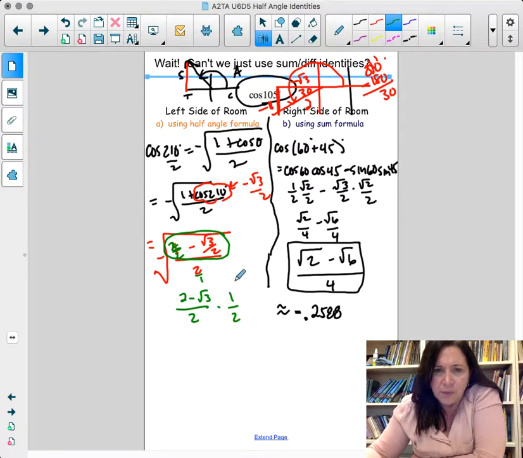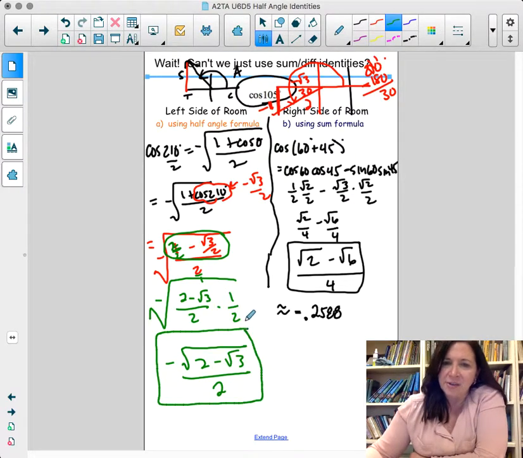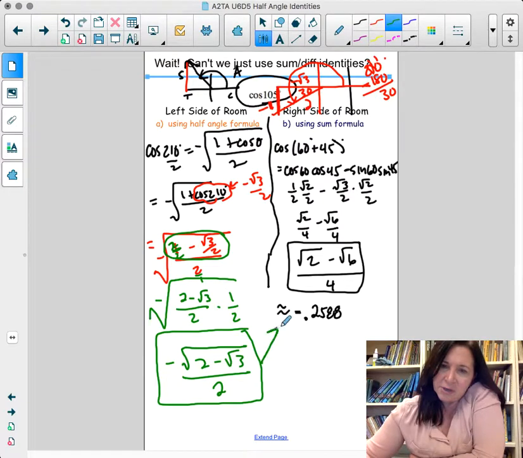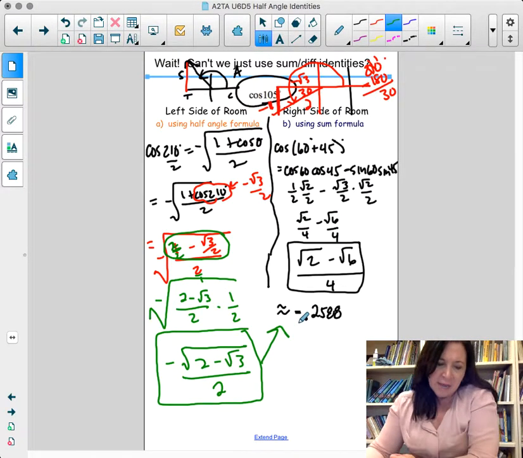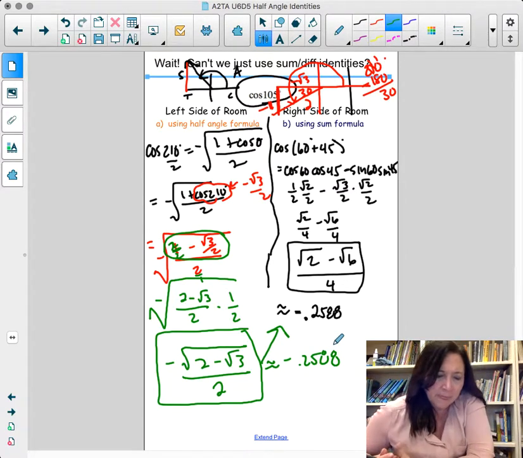So this still is under the root. And what we have is the opposite of this, which is going to be 2 minus the square root of 3 all over the square root of 4. Well, the square root of 4 is 2. Now, take this answer right here and type that into your calculator, and guess what you're going to get? The same answer. This answer will be negative 0.2588.